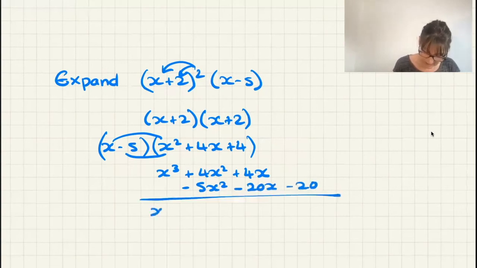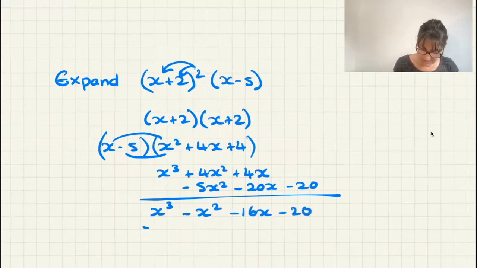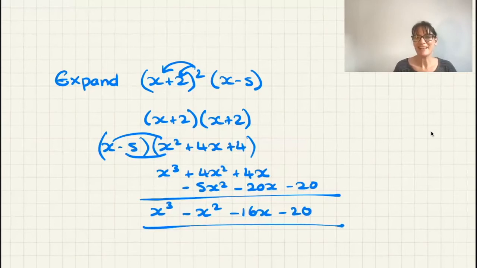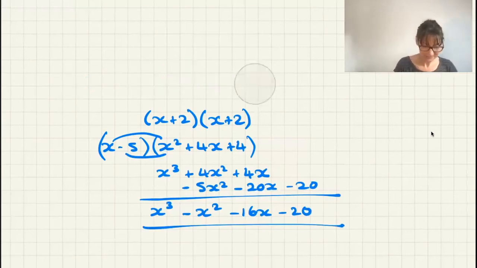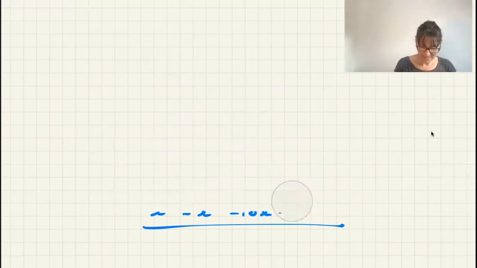So let's add the cubes together, the squares. We've got 4x squared and then minus 5. So that's going to give me minus x squared. 4 minus 20 is minus 16x minus 20. And that is our final answer. So if you got that right, fab. Absolutely brilliant. Well done.